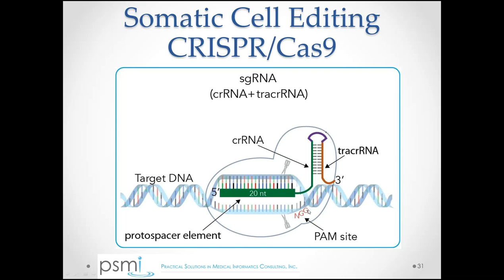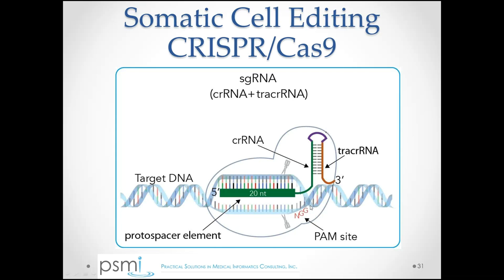So if the NGG weren't here, then even though these 20 bases paired exactly with these 20 bases, there wouldn't be a cut. You only get a cut where the 20 bases match and that match is adjacent to the protospacer adjacent motif, or PAM site.